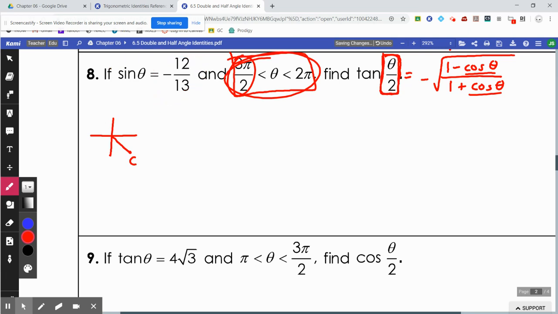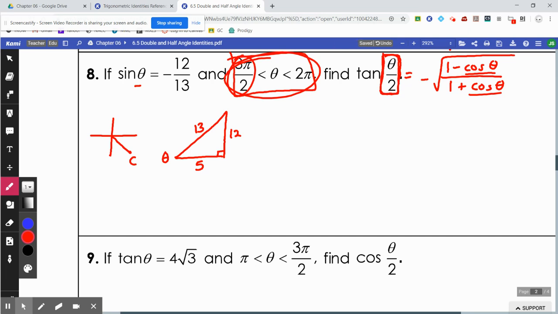So how do I find the cosine, which is what I need for my formula? I draw myself a little right triangle. Here's my theta. And again, I'm dealing with theta here, not theta over 2. I know that sine is opposite over hypotenuse. And I know that's a triple. That's a 5, 12, 13 right triangle. Or you can use the Pythagorean theorem.